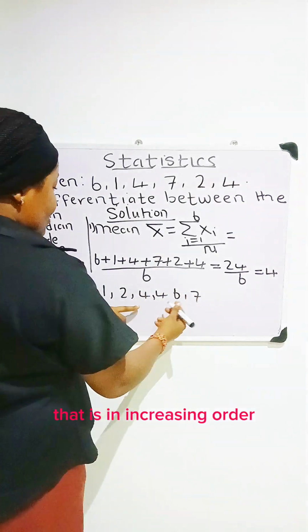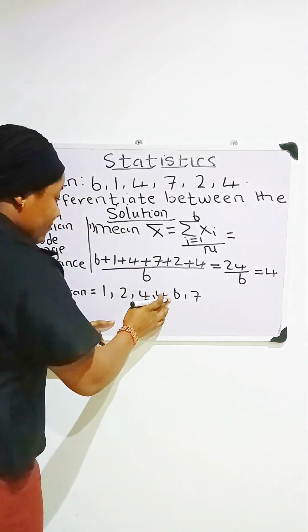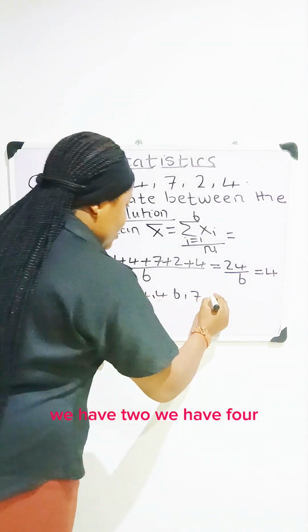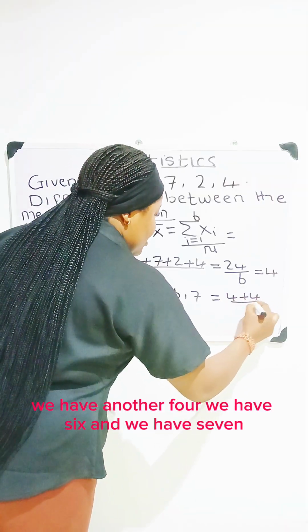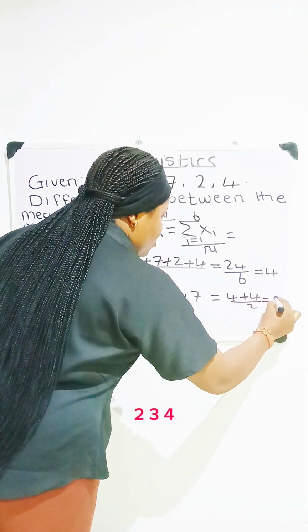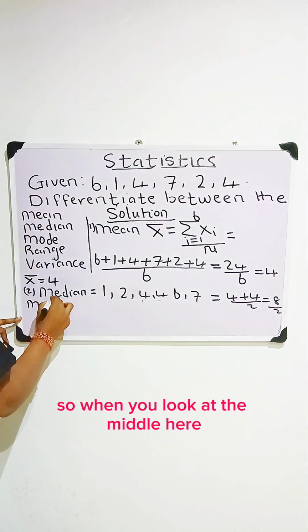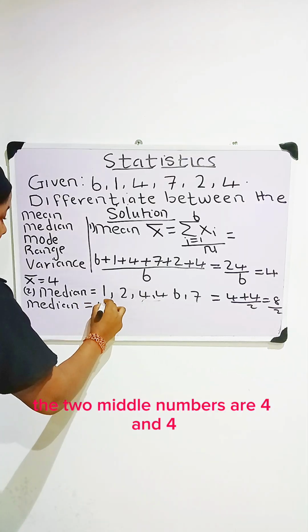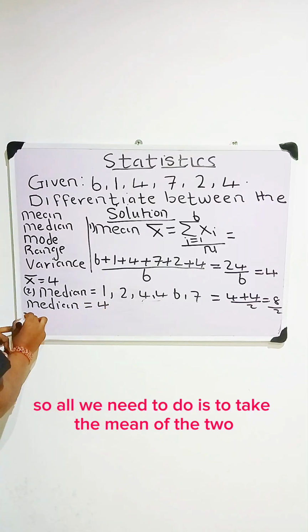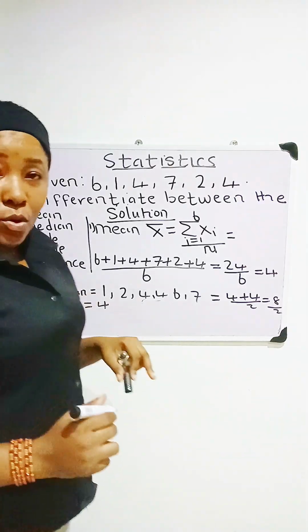Okay, so when you look at the middle here, the two middle numbers are 4 and 4. So all we need to do is to take the mean of the two middle numbers. Okay, so this will be equal to 8 all over 2, and clearly we can say that our median is equal to 4. Okay, so the third thing we are calculating here is our mode.